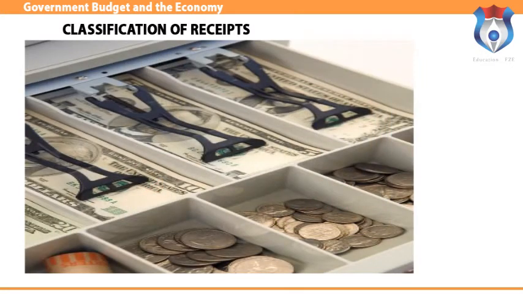Classification of receipts. In the above discussion, we talk about government budget, types of budget and so on. But from where we get the money to finance these budgets? In this section, I will introduce you to the receipt.